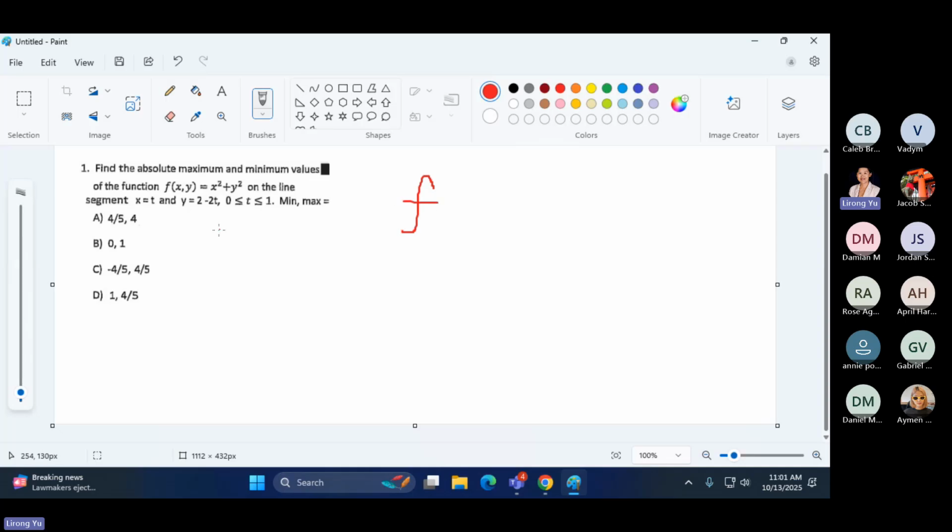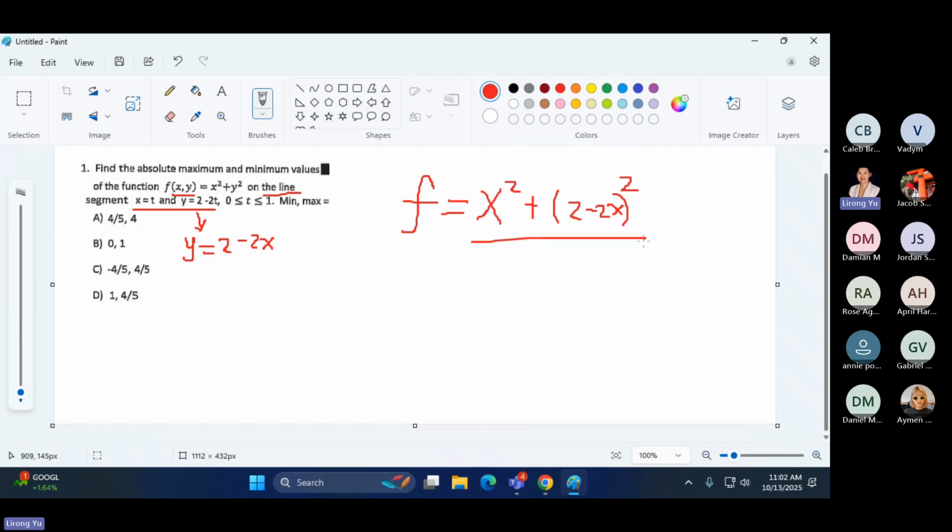Our function f of x, y equals x squared plus y squared. Okay, and since it's on the line, x and y have this relation, so I would reduce the variable. Let's say y equals 2 minus 2x. And then you can basically have this 2 minus 2x. The function formula is changed because we're trying to look at the value of the function on the line. These two variable functions definitely have way more values than what's indicated on the line, but we're trying to focus on the function value on the line. So that's why we have this relation.